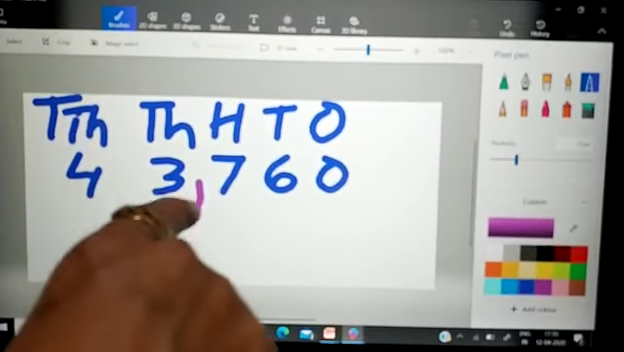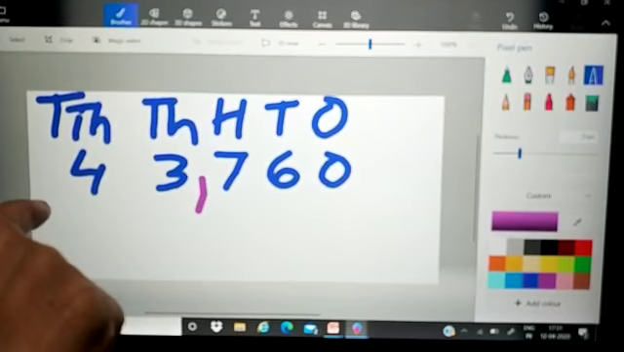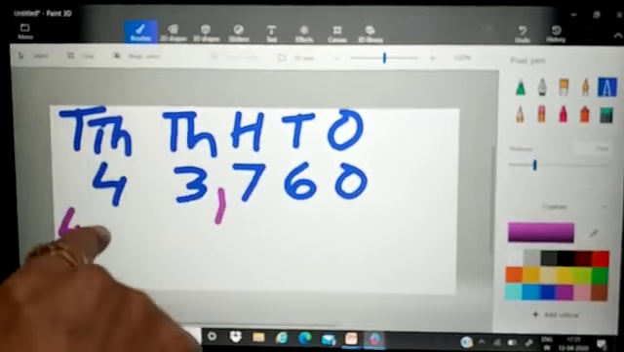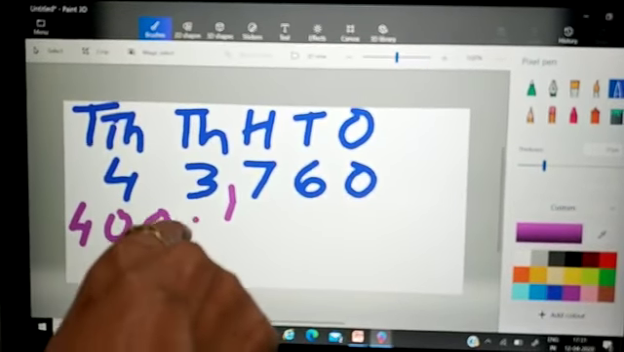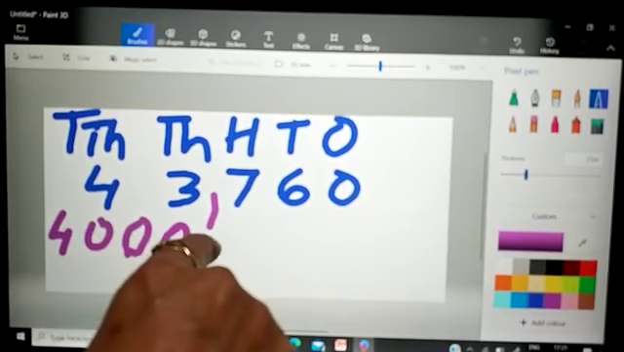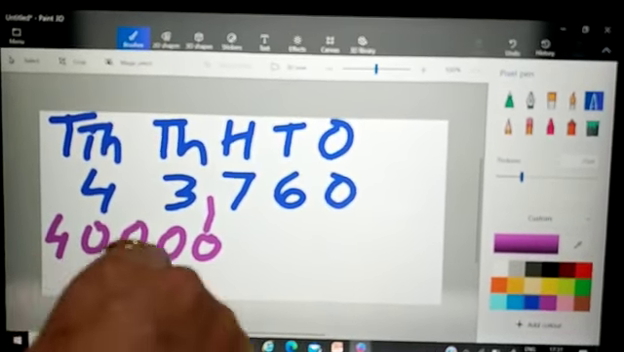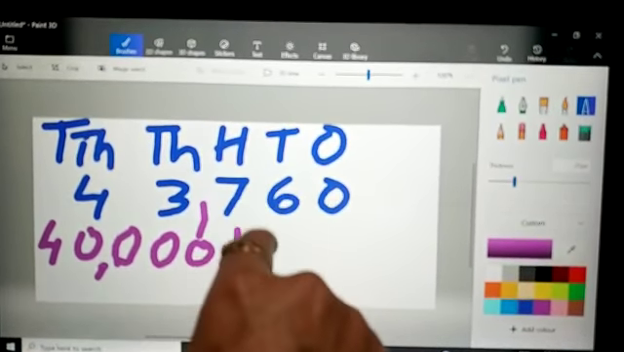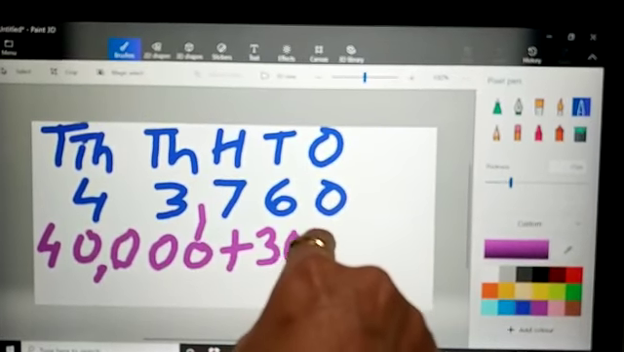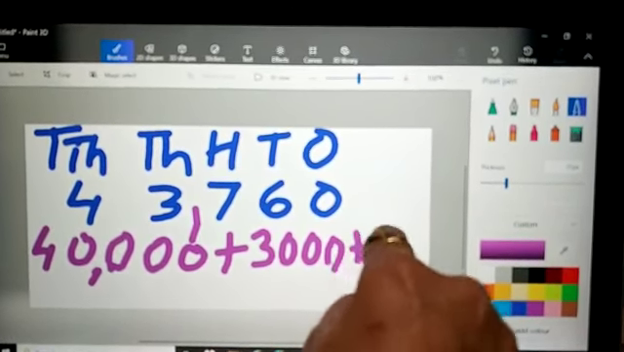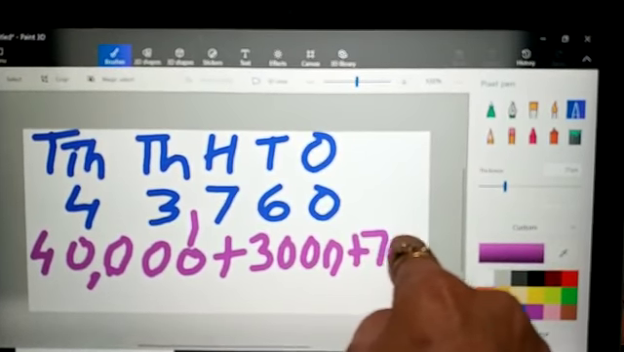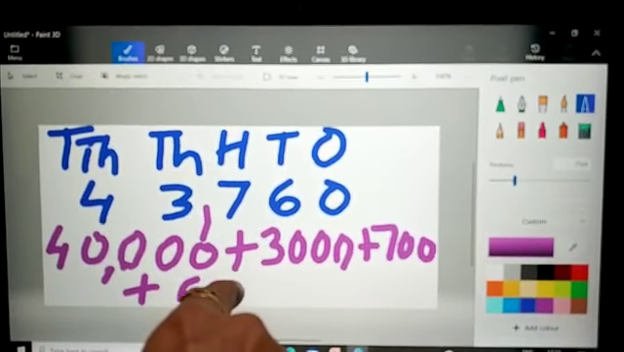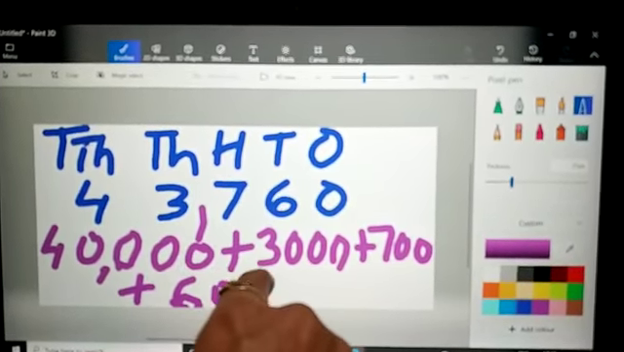43,760. If we write this number in expanded form, we will write it as 4 followed by 4 zeros, that is 40,000, plus 3 followed by 3 zeros, 3,000, plus 700, plus 60, plus 7, plus 0.